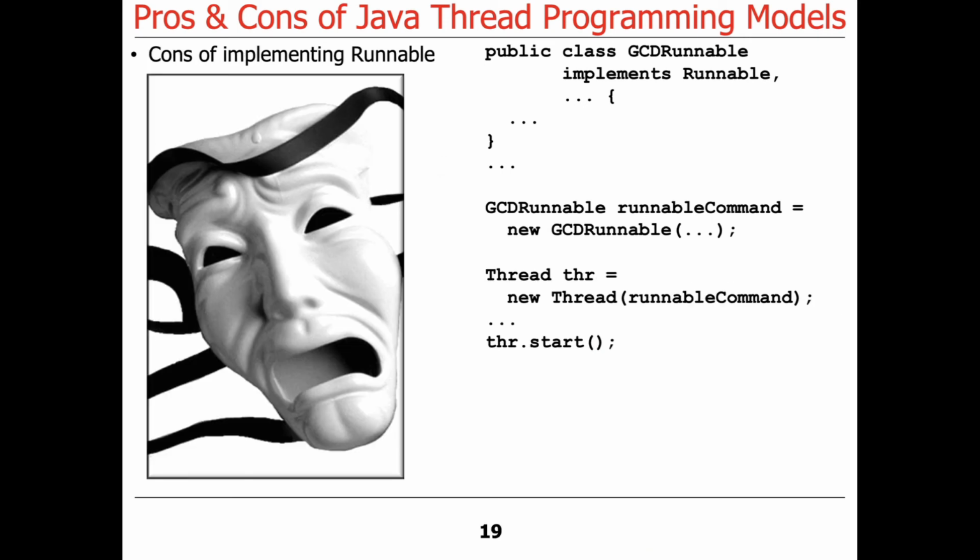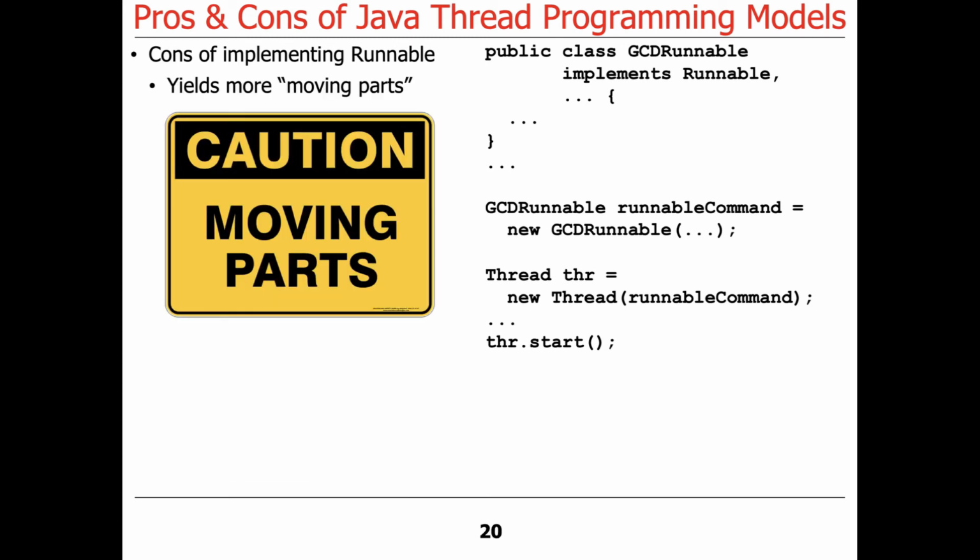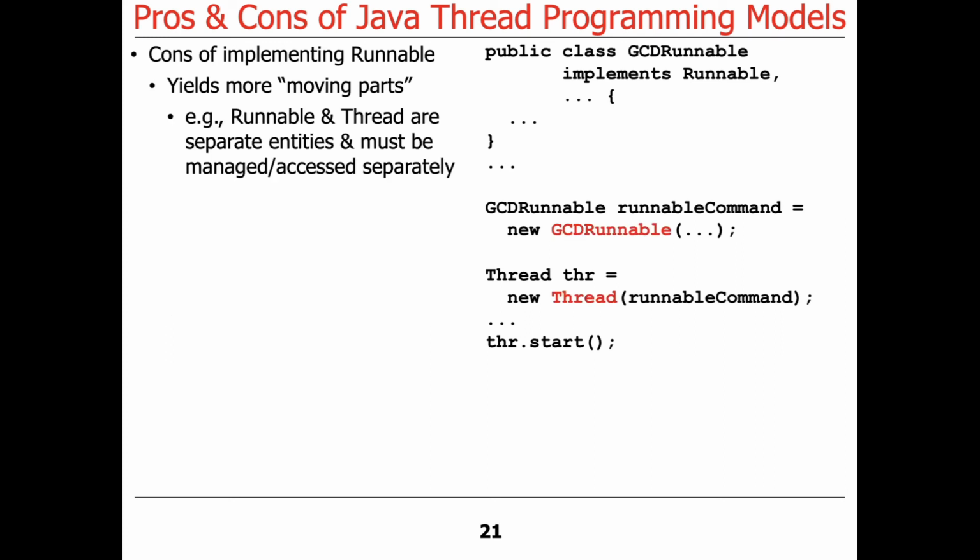Again, not everything's rainbows and unicorns. The downside with implementing Runnable is there are more moving parts. What does that mean? Well, now we've got to deal with threads and runnables as opposed to just dealing with a thread. So here you can see we have to make a new runnable. We have to make a new thread. Those things are loosely coupled.